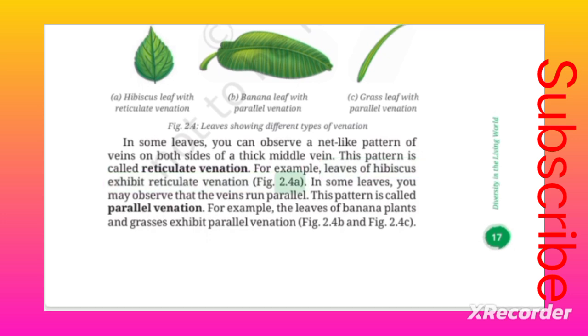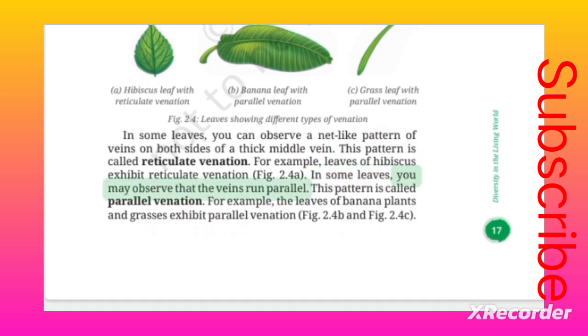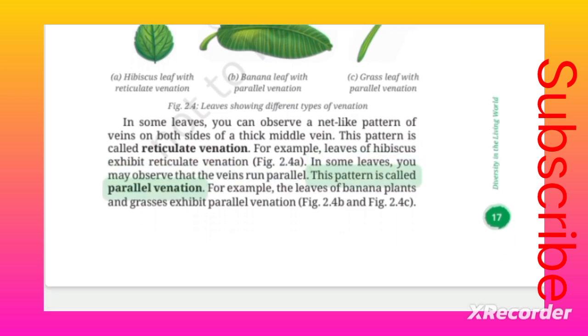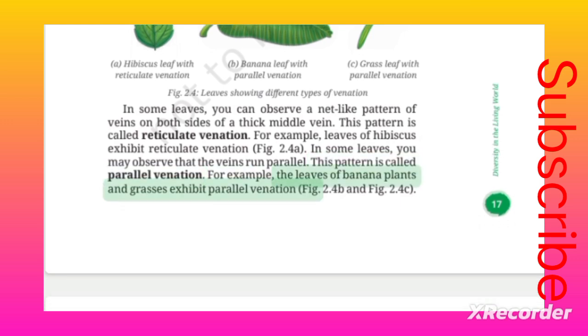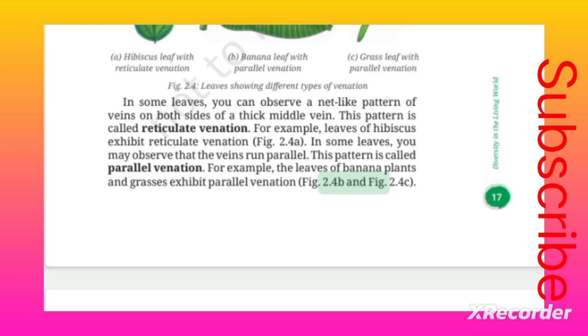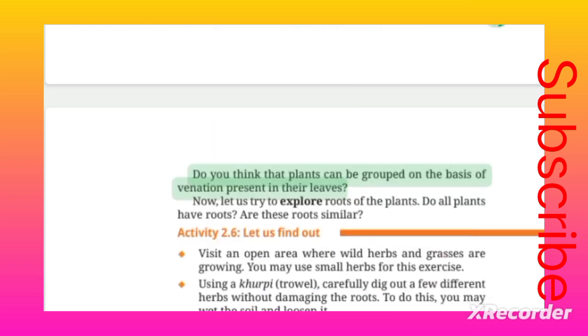Fig. 2.4a. In some leaves, you may observe that the veins run parallel. This pattern is called parallel venation. For example, the leaves of banana plants and grasses exhibit parallel venation, Fig. 2.4b. Do you think that plants can be grouped on the basis of venation present in their leaves?